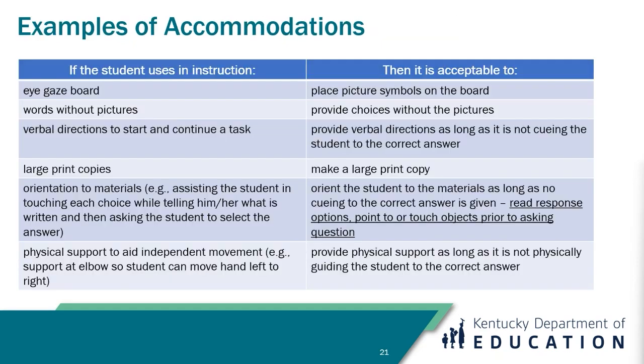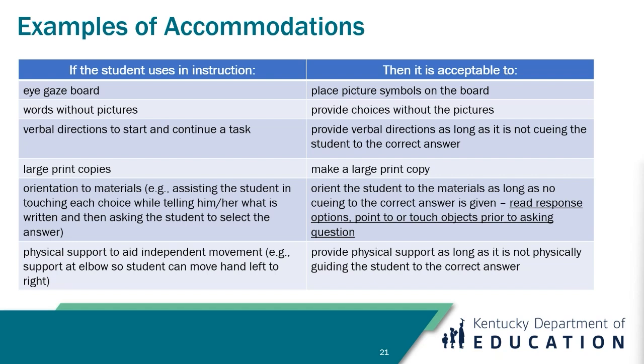This slide provides a list of possible accommodations used in instruction and how they can be used for the ATs. For example, if the student uses an eye gaze board where pictures or words are placed on a board and the student looks at his or her selected answer for instruction, then it is fine to cut apart the picture choices and put them on the board as long as the same order or sequence is maintained. If a student doesn't use pictures, it is fine to present or read the answer choices without the pictures, unless the picture response options are a necessary component to answering the question.